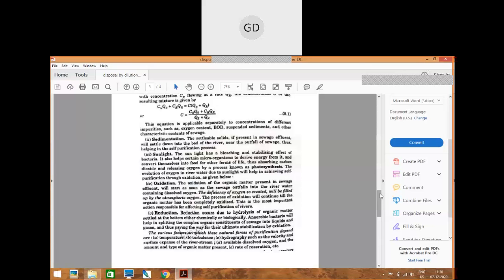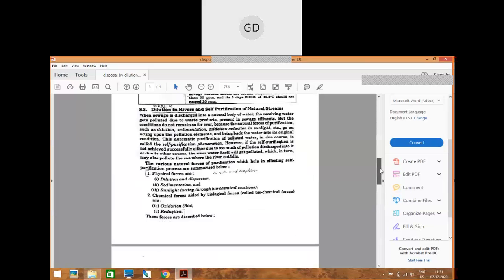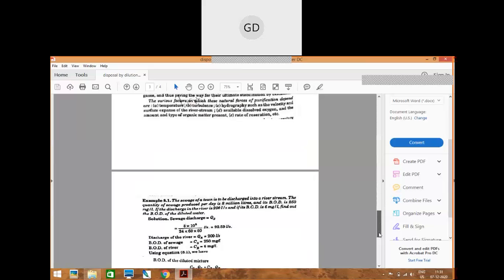Last is reduction. Reduction occurs due to hydrolysis of organic matter settled at the bottom, either chemically or biologically. Then anaerobic bacteria will help in splitting the complex organic constituents of sewage into liquids and gases, and thus they will make a way for their ultimate stabilization. So these are the natural forces, you remember.